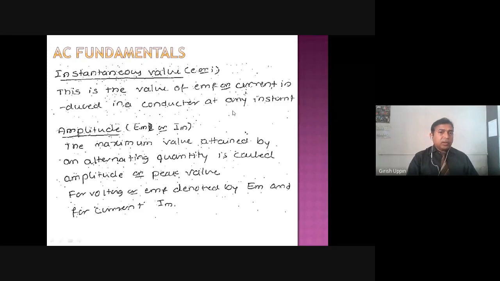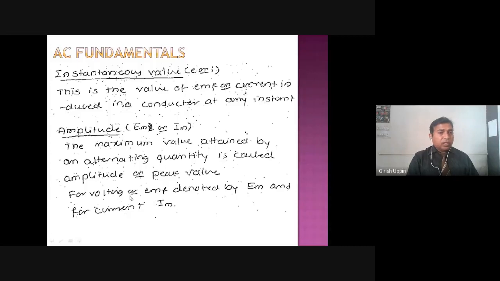Instantaneous value is the value of EMF or current induced in a conductor at any instant. So instant is with respect to time. With respect to time, whatever is the value of the alternating quantity, that is represented using the instantaneous value. Amplitude: the maximum value attained by an alternating quantity is called the amplitude or the peak value.